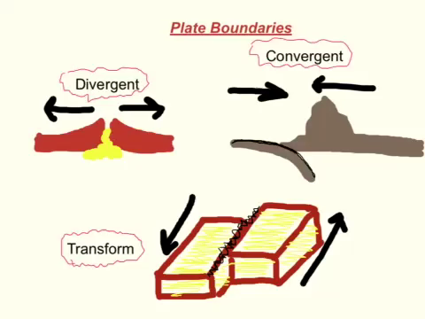The Earth is made up of giant slabs of lithosphere floating around on the mantle. These are called plates. When plates come together, they create boundaries, and there are three different types of boundaries. Divergent, right here, convergent, and transform.